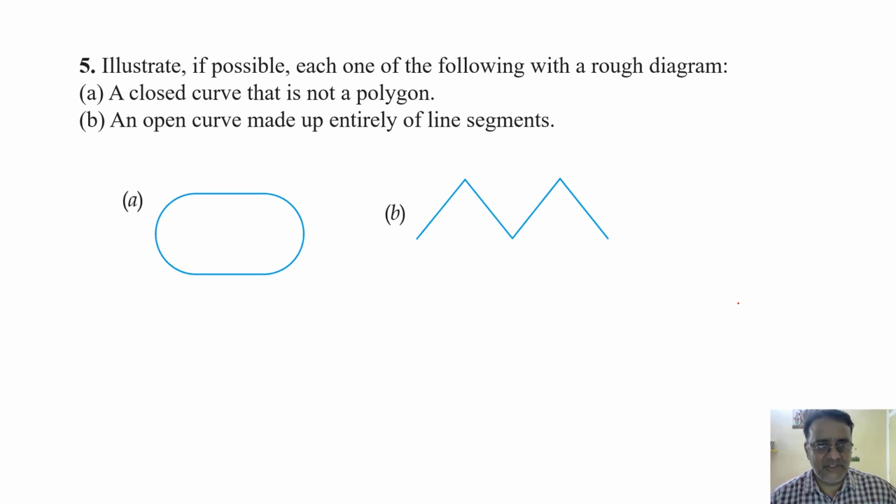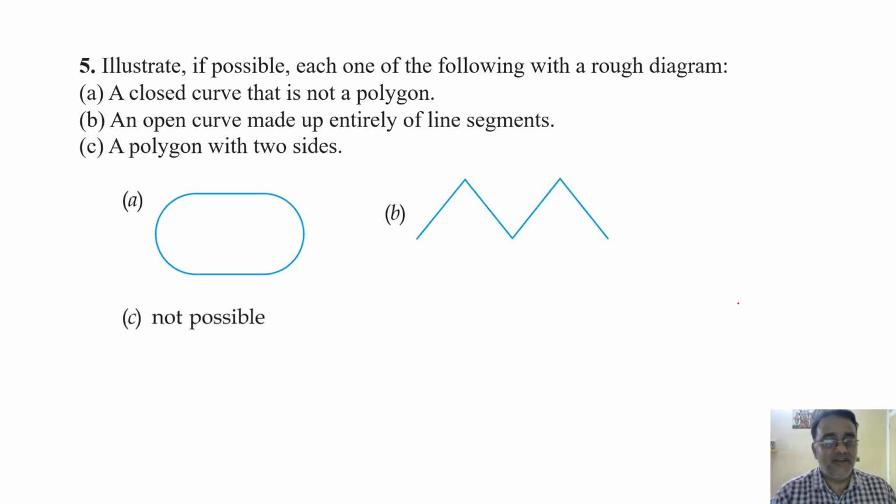Now third, a polygon with 2 sides. Can you close the figure with 2 sides? Not possible. The answer is not possible. So this is the last question of this exercise.